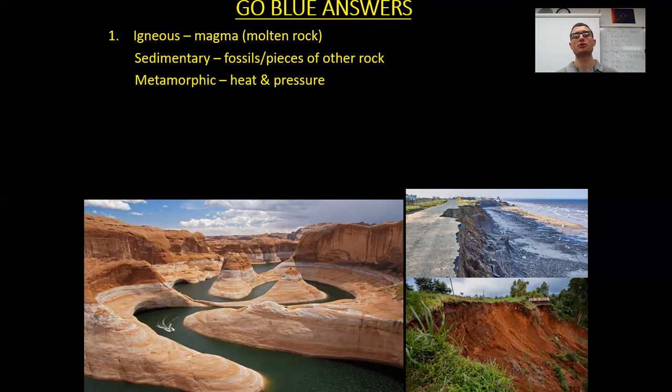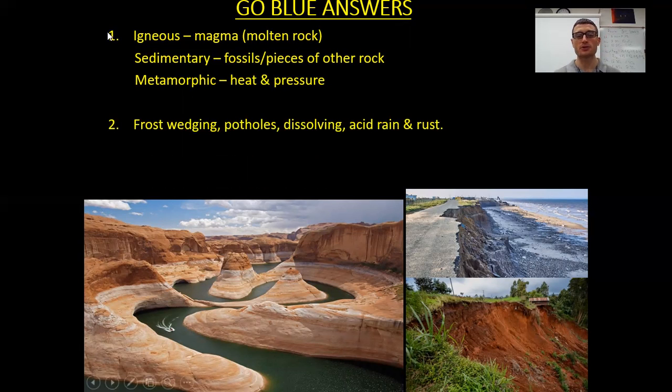And then, guys, number 2, for those answers, we got some examples of our weathering in general. Frost wedging, we ended on yesterday. Potholes, again, water seeps into the ground and expands. When it freezes, it's going to make a pothole. Dissolving rock, we have acid rain as well. That's a big issue we'll get into. And then rust. Any metal being left outside can break down into its original form, that is rust.